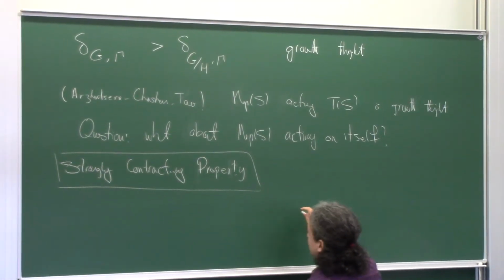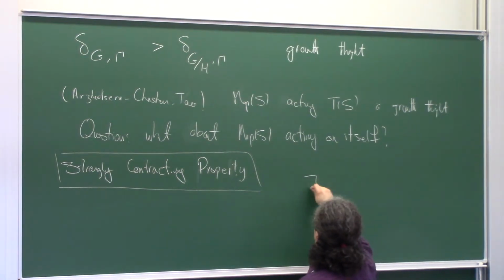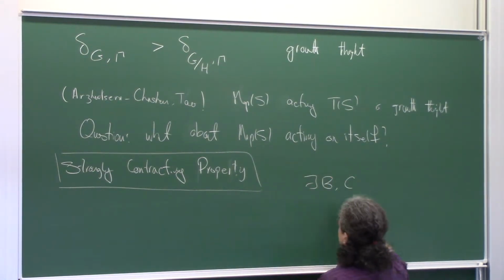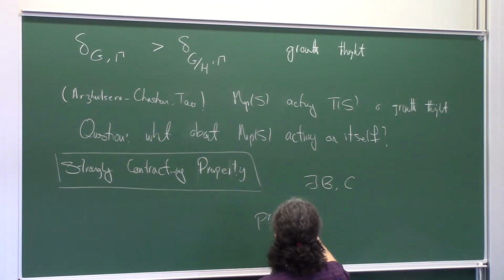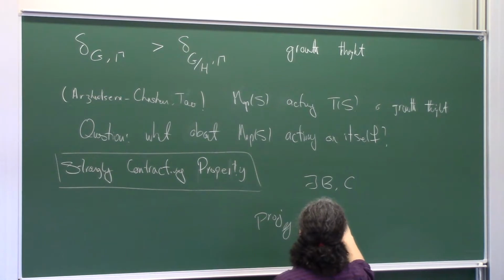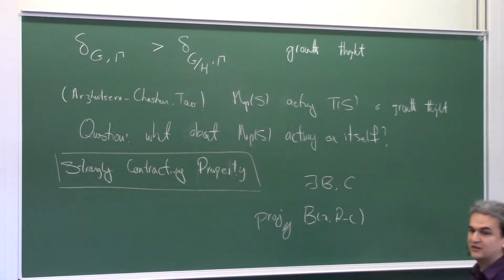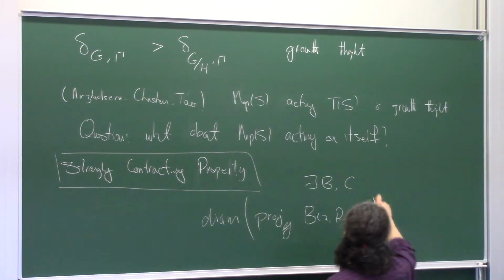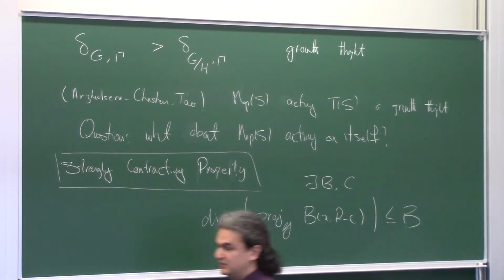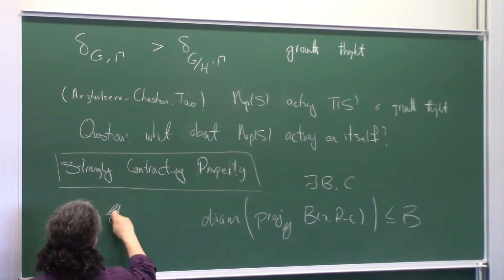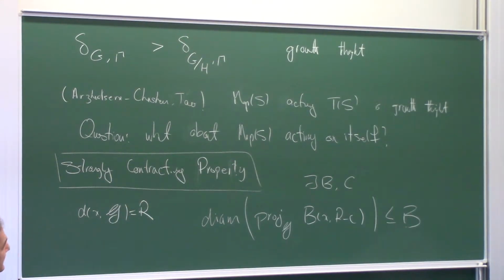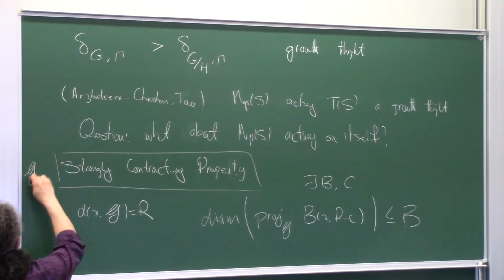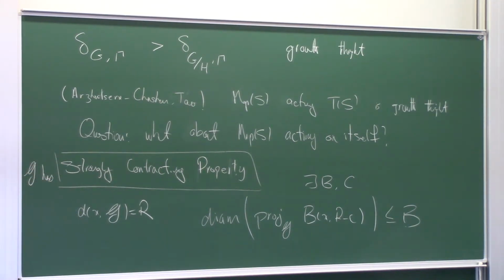And the strongly contracting property would mean that there exist B and C such that if I project to G a ball of radius R minus C, not R times rho, then the diameter of this set is less than or equal to B, again with the assumption that the distance between X and this geodesic G is equal to R. So you would say G has the strongly contracting property if you could actually prove the sentence which is true in H2, with additive errors instead of multiplicative errors.